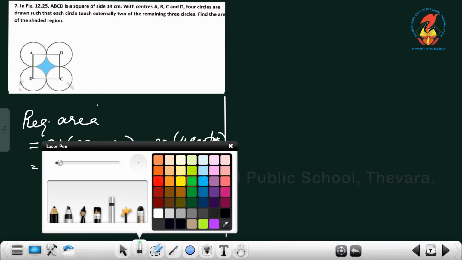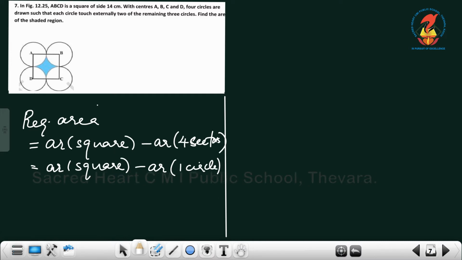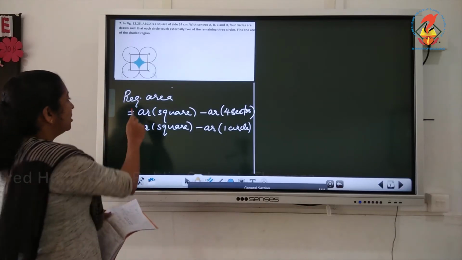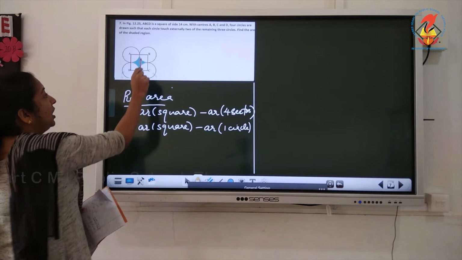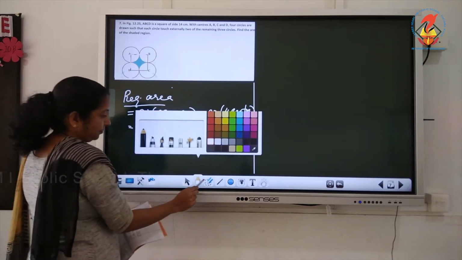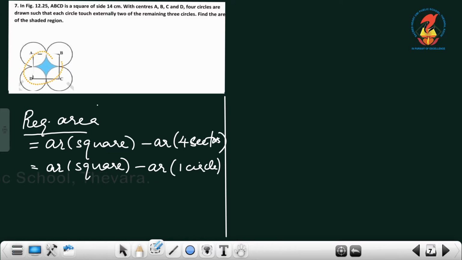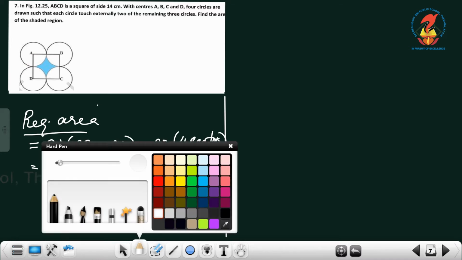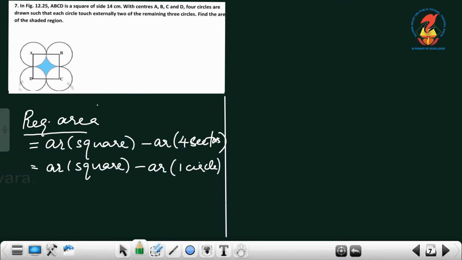We have to find the area of the shaded region. Required area is equal to area of the square minus 4 quadrants like this. That means area of the square minus 1 circle. Then identify the radius of the circle.